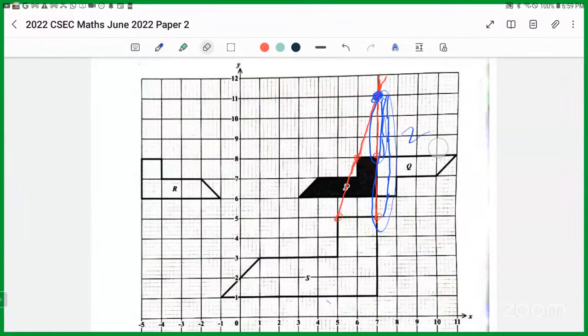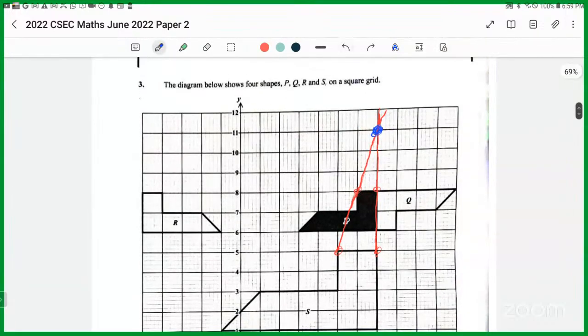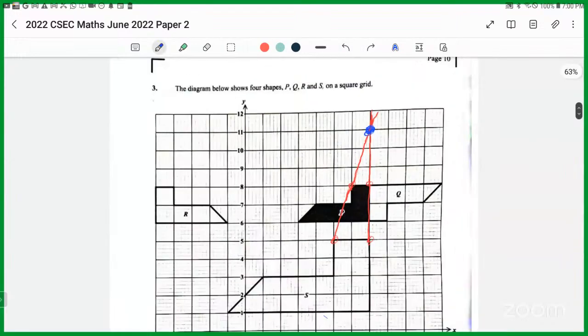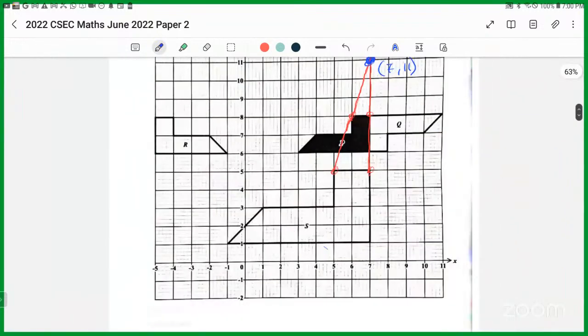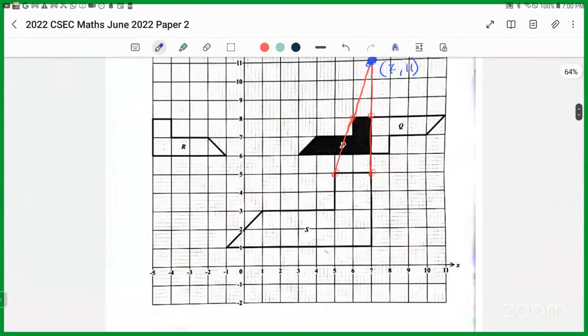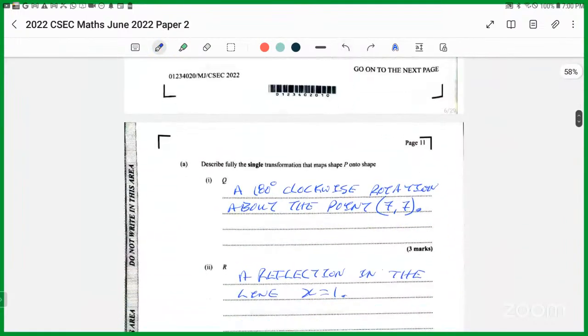So you can accept that this is in fact the center of the enlargement, which has coordinates 7, 11. This is now 7, 11, the center of the enlargement, scale factor 2. So let's describe it: a scale factor of 2, and the center of the enlargement is 7, 11. And let's write that description.